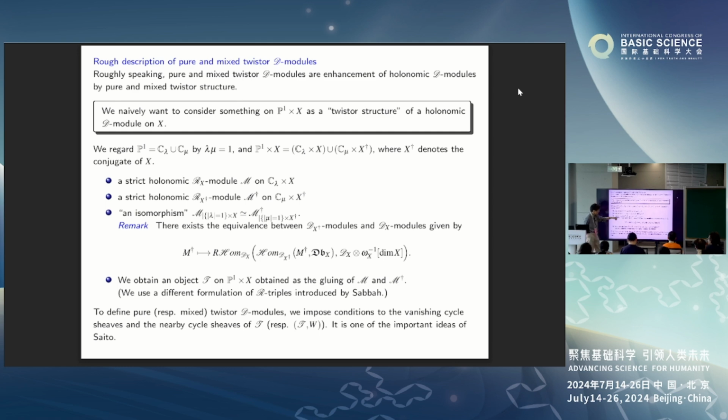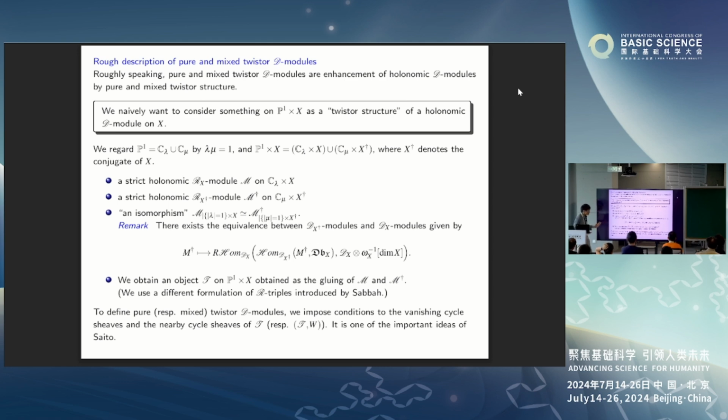Let me remark, this is a family of D_X-modules, and this is a family of D_{X dagger}-modules. So we cannot compare them directly. But there exists an equivalence between D_{X dagger}-modules and D_X-modules given by the duality with respect to the sheaf of distributions and the duality of D-modules. So by using this equivalence, we can consider an isomorphism of the restriction of these. Then, by gluing of this R_X-module and R_{X dagger}-module, we obtain some object on P1 times X. And so this is what we'd like to consider essentially.